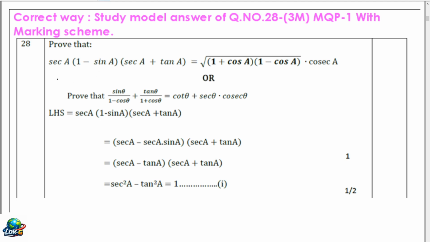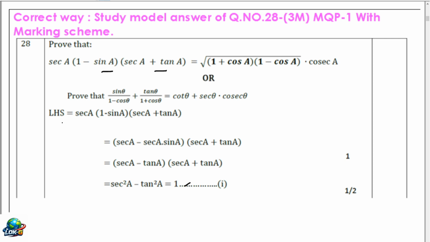Prove that sec A into (1 minus sin A) into (sec A plus tan A) is equal to root of (1 plus cos A) into (1 minus cos A) is equal to cosec A. Observe here. In such cases, you take LHS first, arrive at a result, then you take RHS, then you can arrive at a result. Then if both LHS and RHS come to the same value, then you can solve. This is the way to solve this problem.